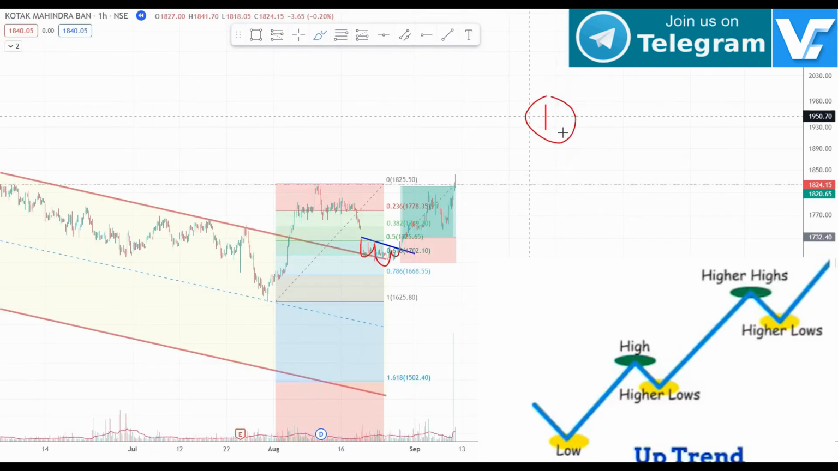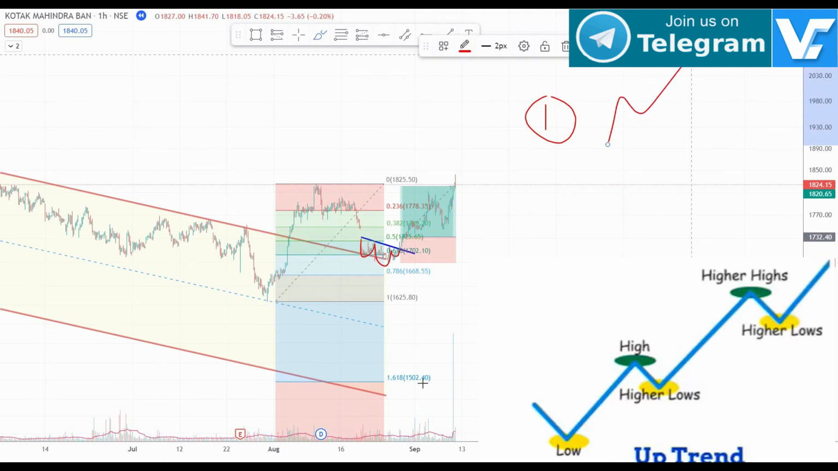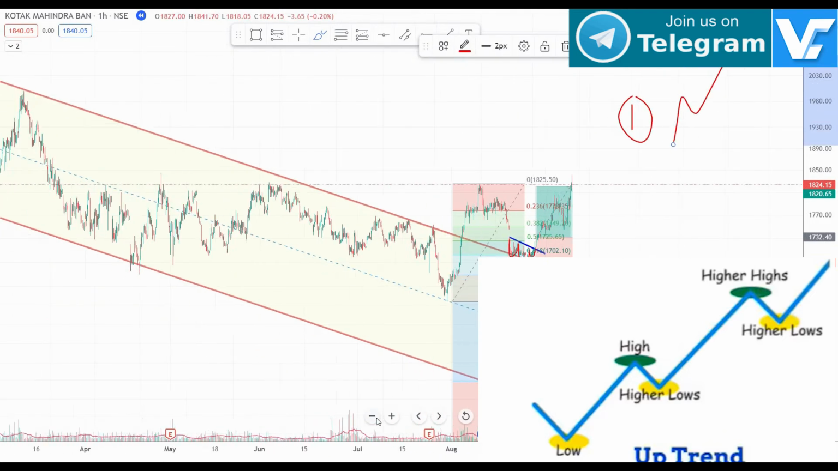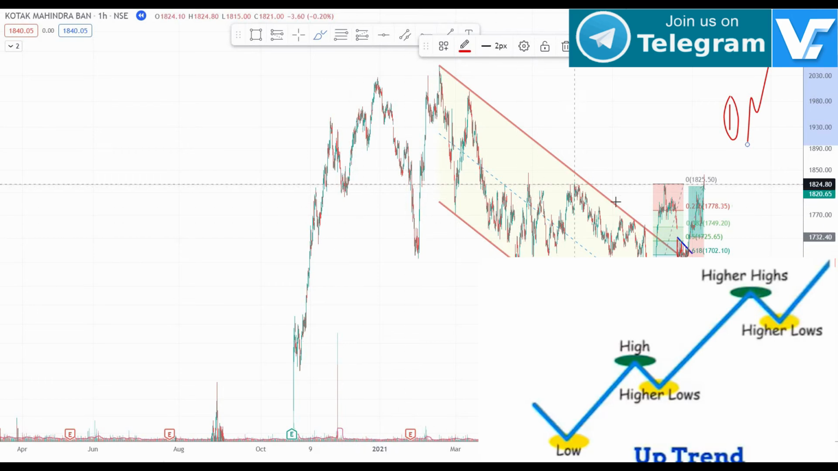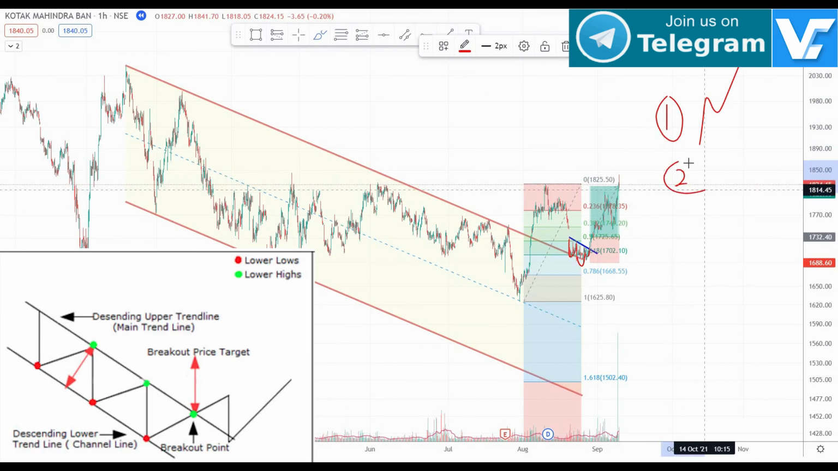Reason behind the trade: first of all, the market is in an uptrend. We follow the trend. From the long term perspective we can see the market is in a bullish trend. Second reason, we can see the parallel channel breakout happened here.